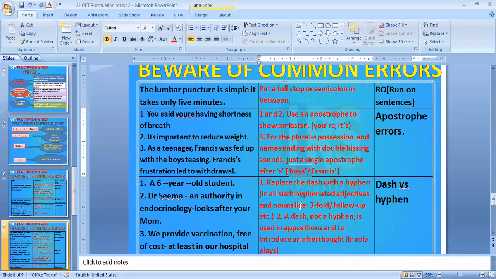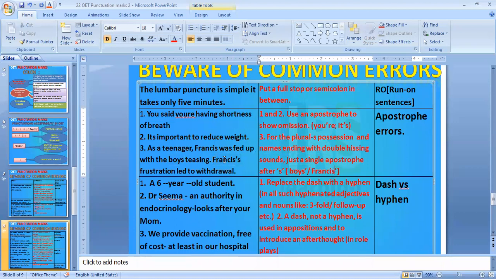B-O-Y-S apostrophe. Stop. Don't write one more S. No need. So that's the first thing: boys'. The second thing is Francis's. That second S is not needed. See, the example is given here.